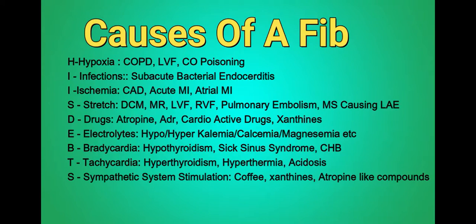Then I for ischemia, CAD, coronary artery disease, different types of coronary artery diseases, acute myocardial infarction, and like in acute MI there can be atrial fibrillation also. At this point you should remember, whenever there is atrial fibrillation you should look for inferior wall MI, and whenever there is inferior wall MI you should look for right ventricular infarction, posterior wall infarction, and atrial fibrillation.